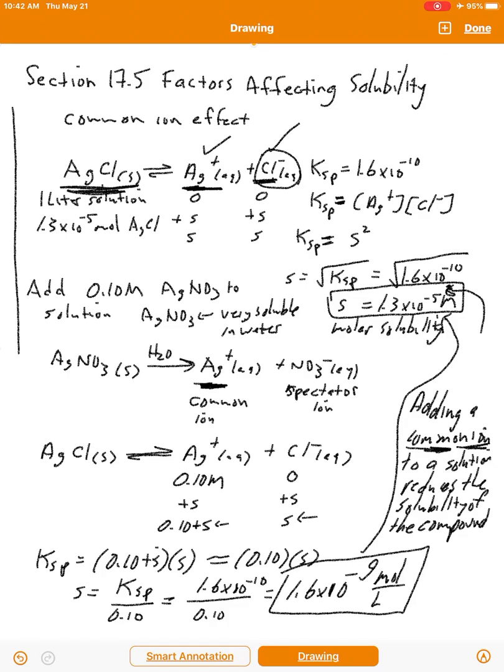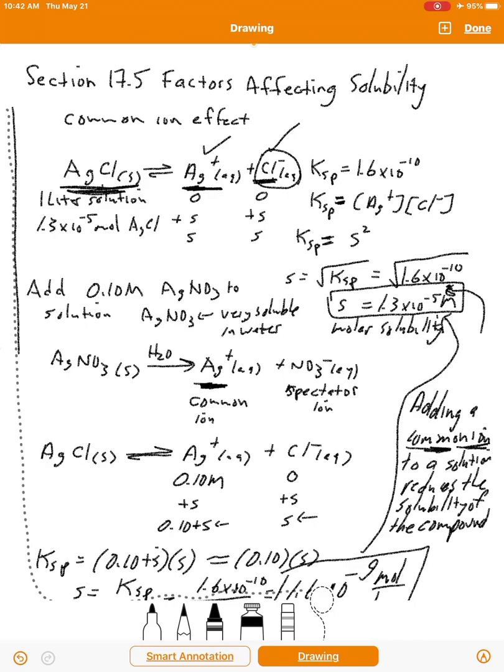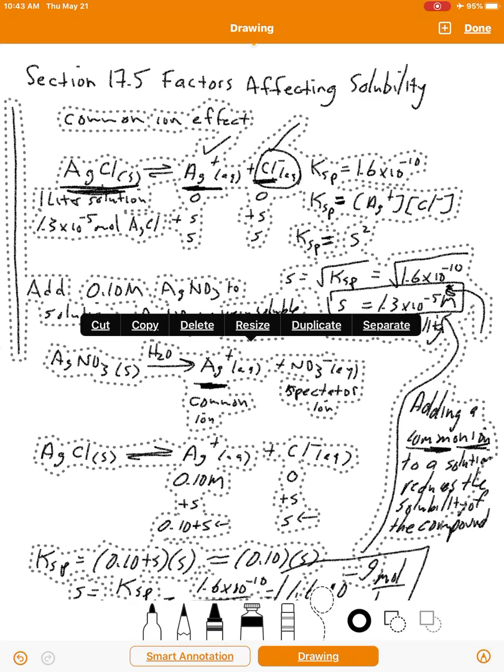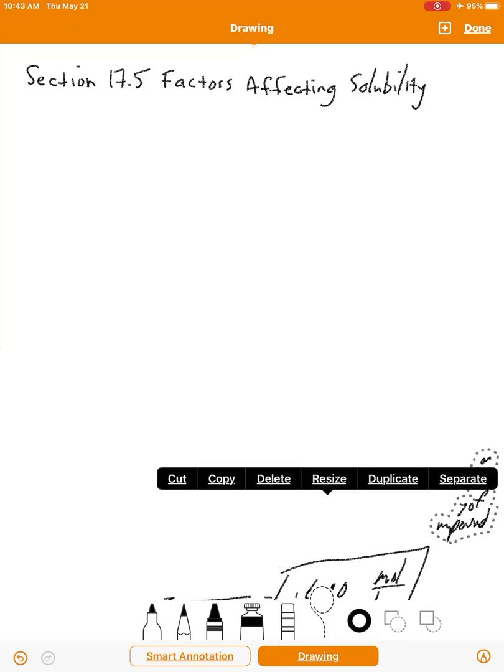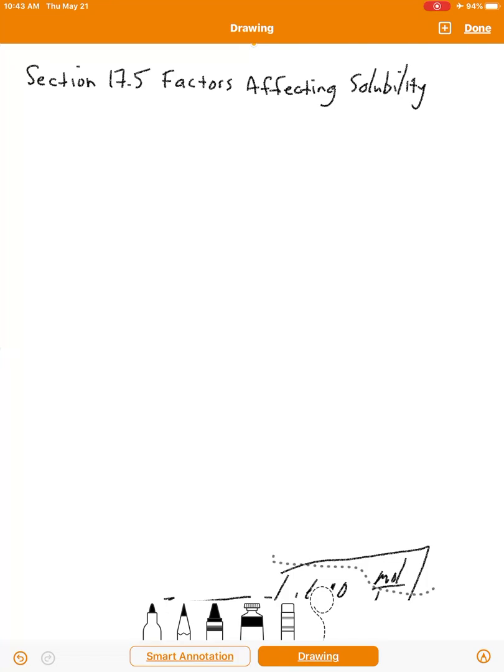Okay, that's the common ion effect, and we can describe that in terms of the equilibrium expression. Now, I want to show you a second method of affecting solubility. And to be honest with you, in a sense, it is the common ion effect. But it's the issue of pH. So we're going to look at the effect of pH.